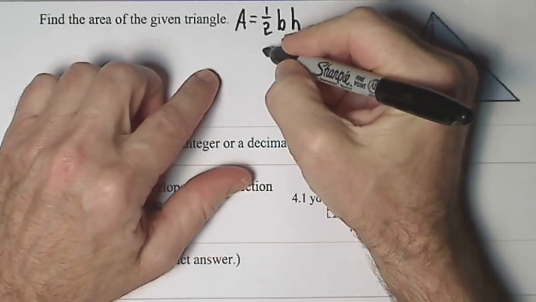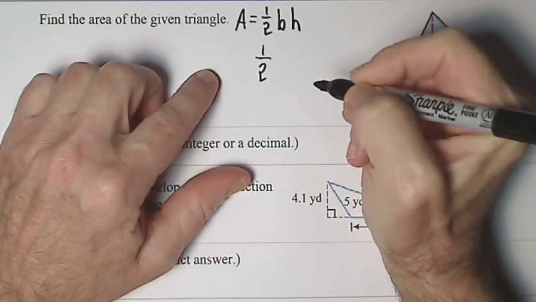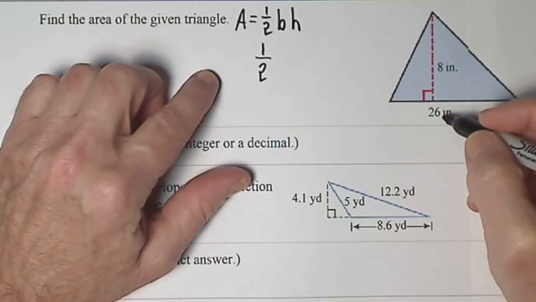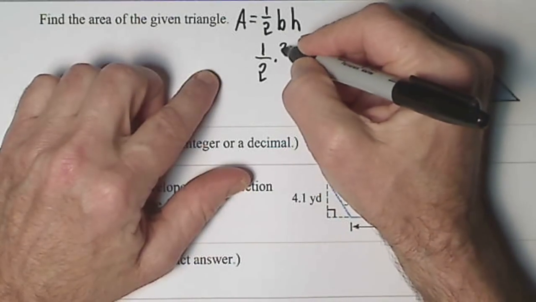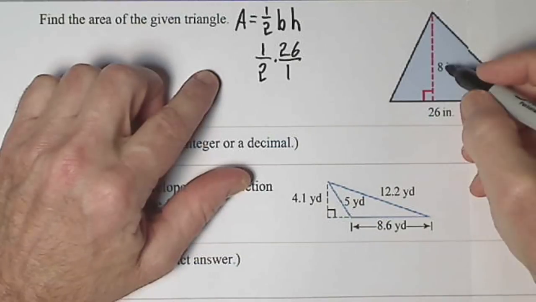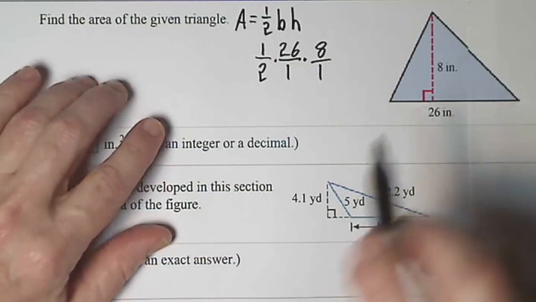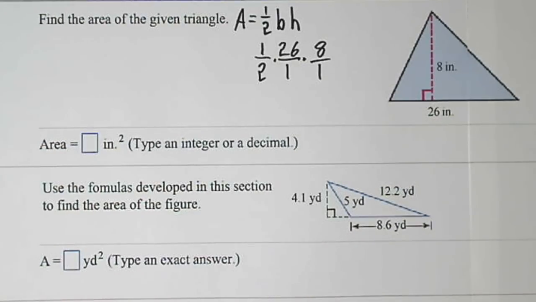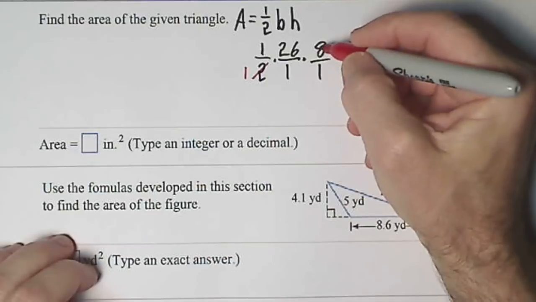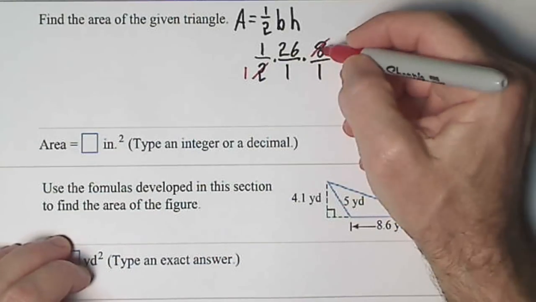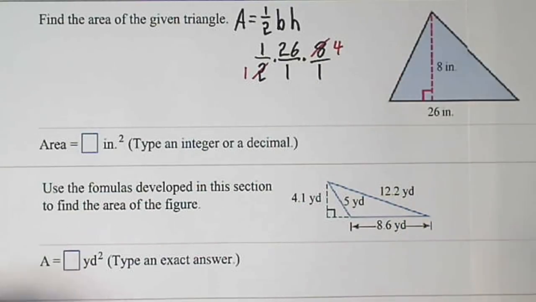So we'll have 1/2. The base is 26. Notice I have a fraction here, so I want all fractions. I'm going to write that as 26 over 1, and the 8, I'll write that as 8 over 1. We can cancel a little bit, make our lives easier. So 2 goes into 2 once. Well, it doesn't matter which one I cancel. I'll cut 8 in half. 2 goes into 8 4 times. So all we end up having to calculate is 4 times 26.